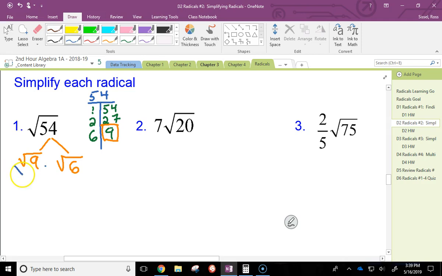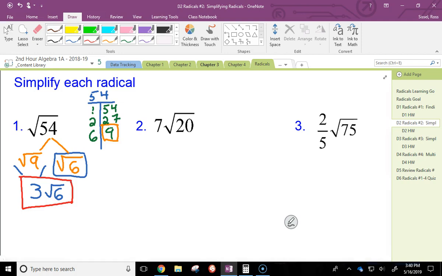Square root of 9 becomes 3. Square root of 6, because I used my largest perfect square, I know I'm done. Square root of 6, the only factors besides 1 and 6 are 2 and 3. I don't know the perfect squares of any of those. So this just becomes, that's the end of this one. So when I get my final answer, I do 3 times the square root of 6.